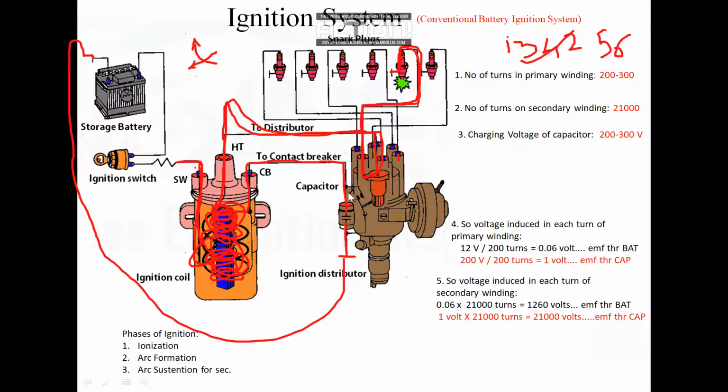Now come to the distributor. In the distributor we can see there is one contact breaker present over here. One end of this contact breaker is connected to this side, and the other end is connected to the other side. Simply, we can say the contact breaker is connected parallel to the capacitor, and there is one mechanical link going to the rotor from the contact breaker.